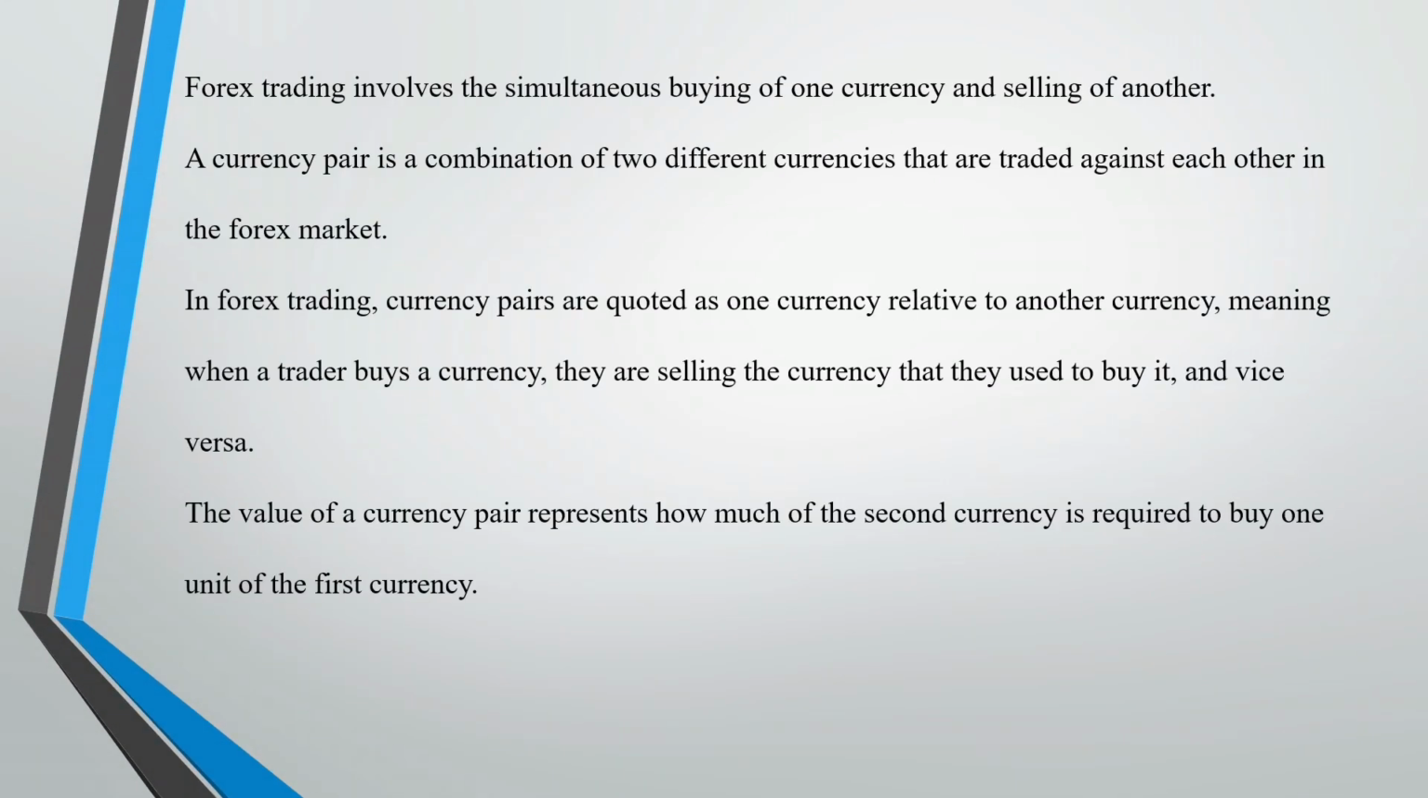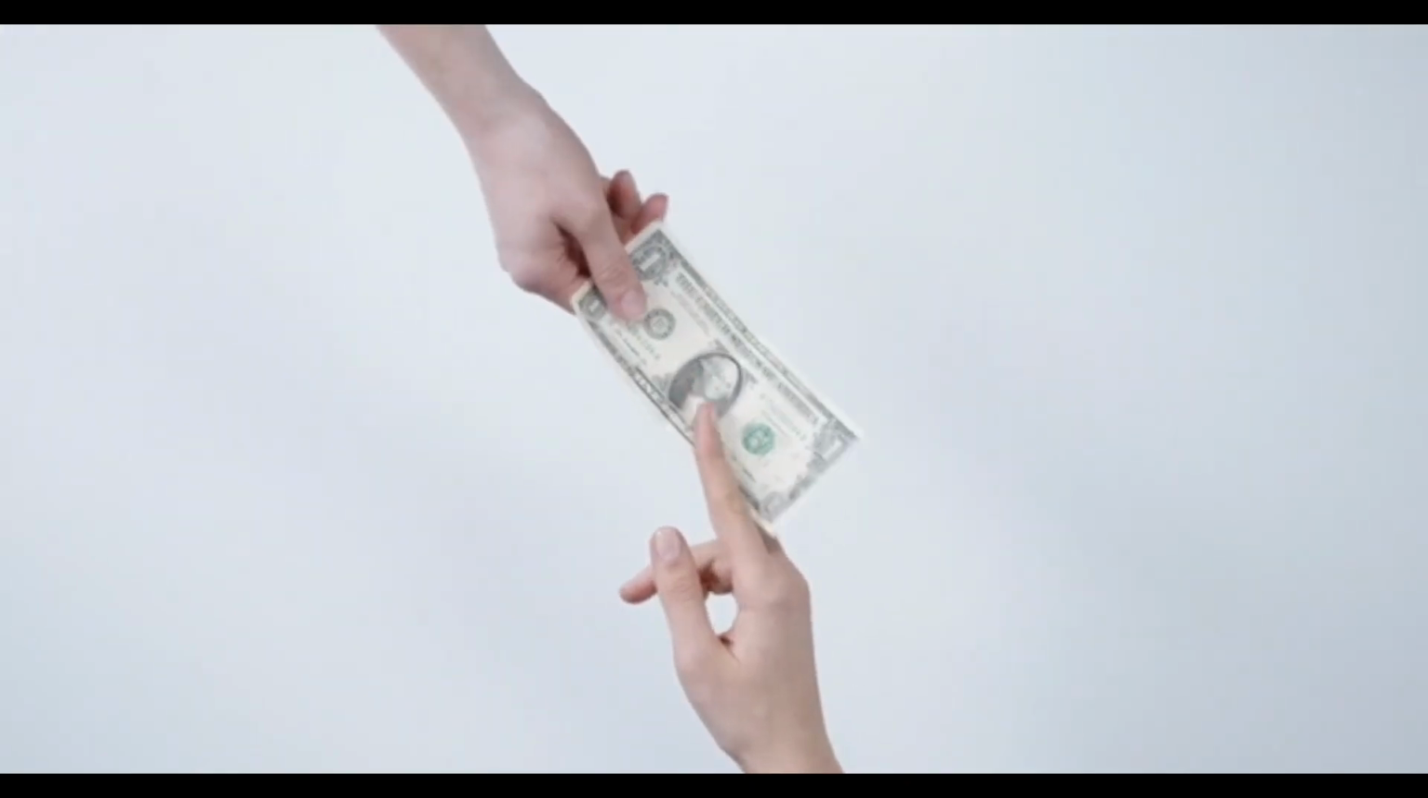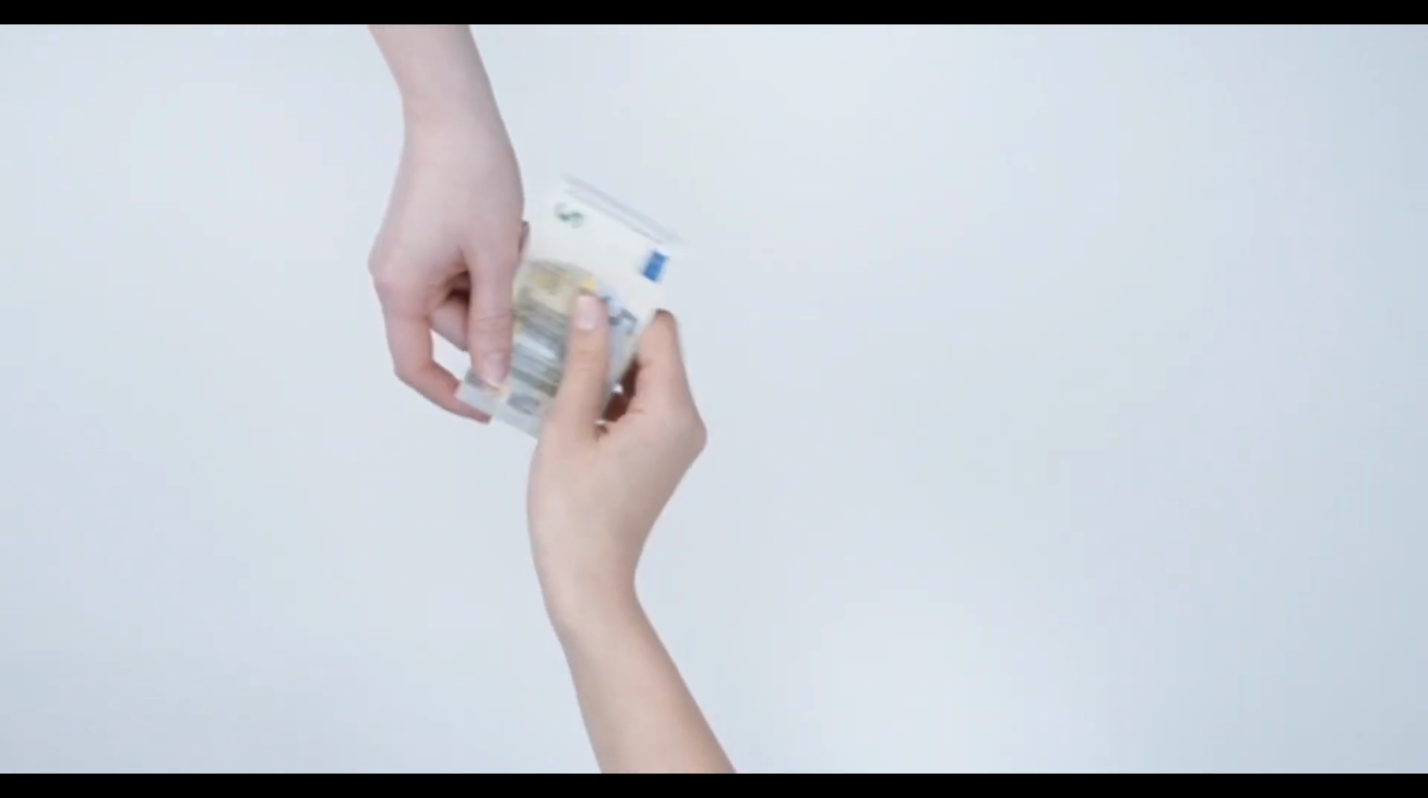Forex trading involves the simultaneous buying of one currency and selling of another. A currency pair is a combination of two different currencies that are traded against each other in the Forex market. In Forex trading, currency pairs are quoted as one currency relative to another currency, meaning when a trader buys a currency, they are selling the currency that they used to buy it, and vice versa.